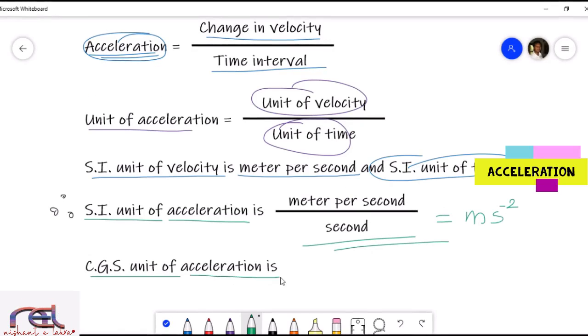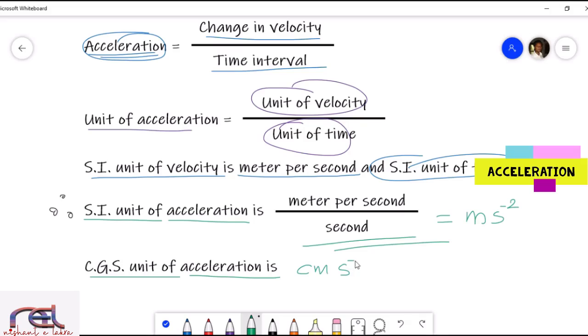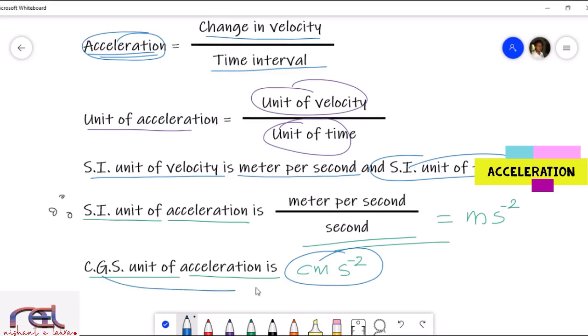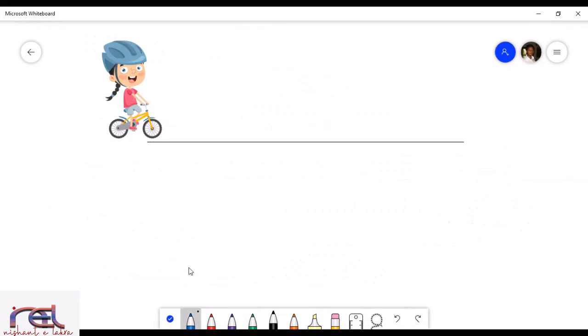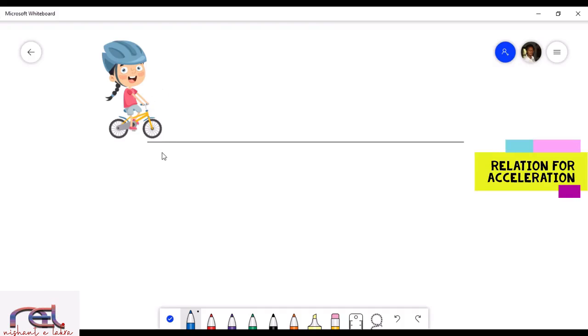And the CGS unit of acceleration is centimeter second to the power minus 2. I hope you have understood till here. So centimeter second to the power minus 2 is the CGS unit, and meter per second squared, m s^-2, is the SI unit of acceleration.